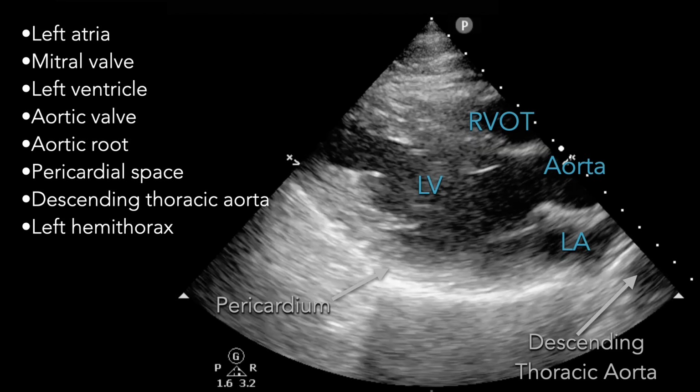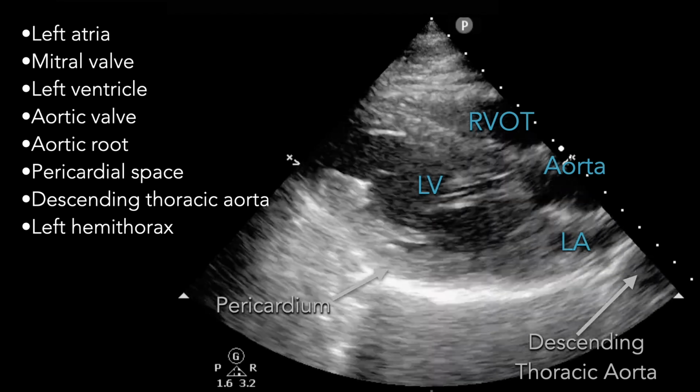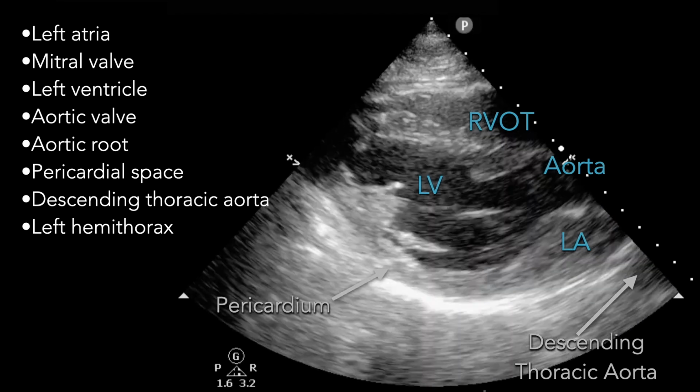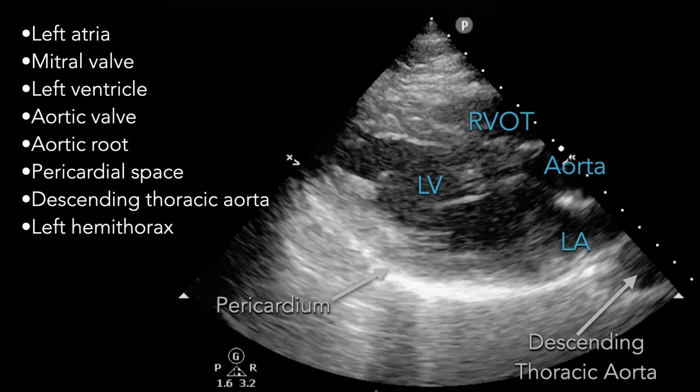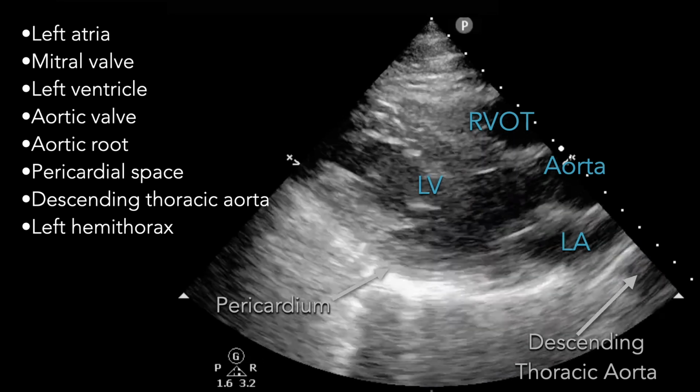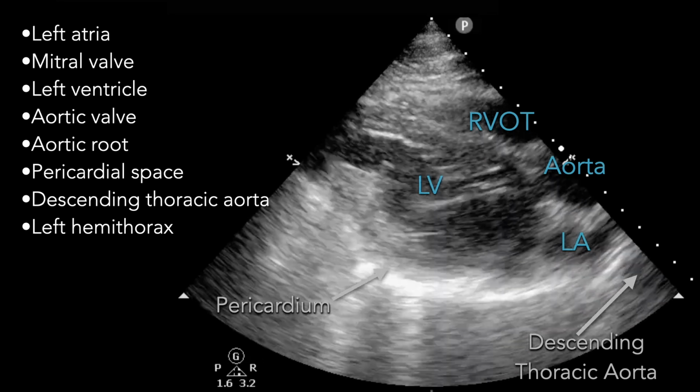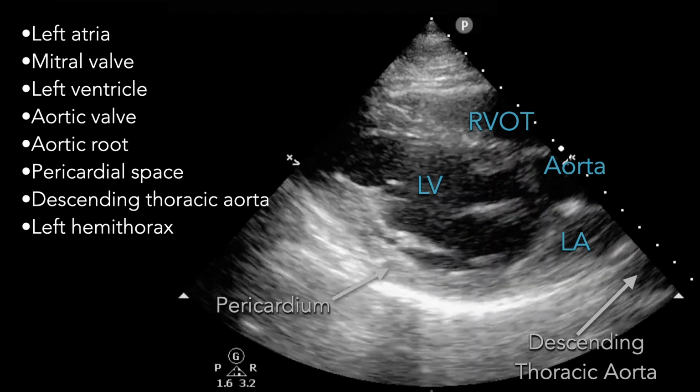Now you can see the pericardial space. In fact, it's a great view of the pericardial space because where the arrow is on this pericardium, that's a gravity-dependent area, right? And so if you're going to have fluid inside that pericardial sac, it's going to collect in this gravity-dependent area, right?